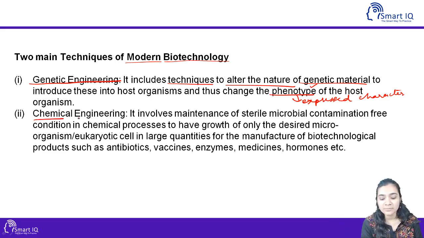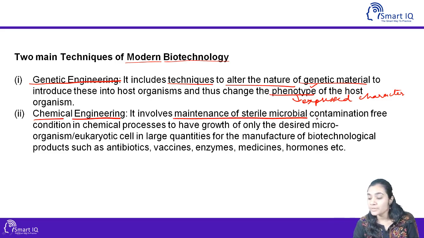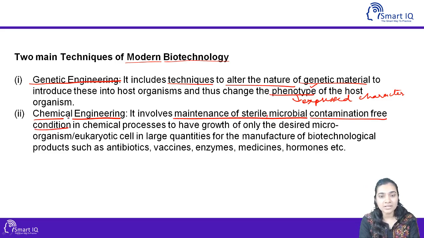Then comes the chemical engineering part that involves maintenance of sterile, microbial contamination free conditions. So it is the job of the chemical engineering technology to make sure that the cultures that are produced are kept sterile and microbial contamination free. You do not want interference from, say, viruses or bacteria themselves or fungi. There are many risks of fungal infections involved in very culture rich media. Now, in chemical processes, the aim is to have growth of only the desired microorganisms.